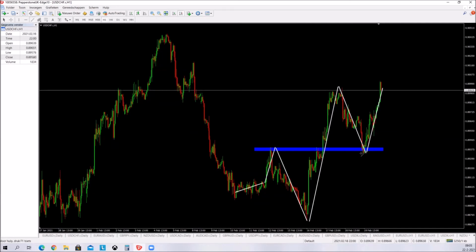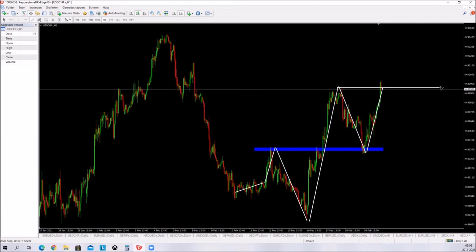As I said, I don't enter on a retest, I enter on the breakout because I want to capture the initial momentum. But if you trade on a retest, this high should be the first target because of the liquidity that will be resting above this high.